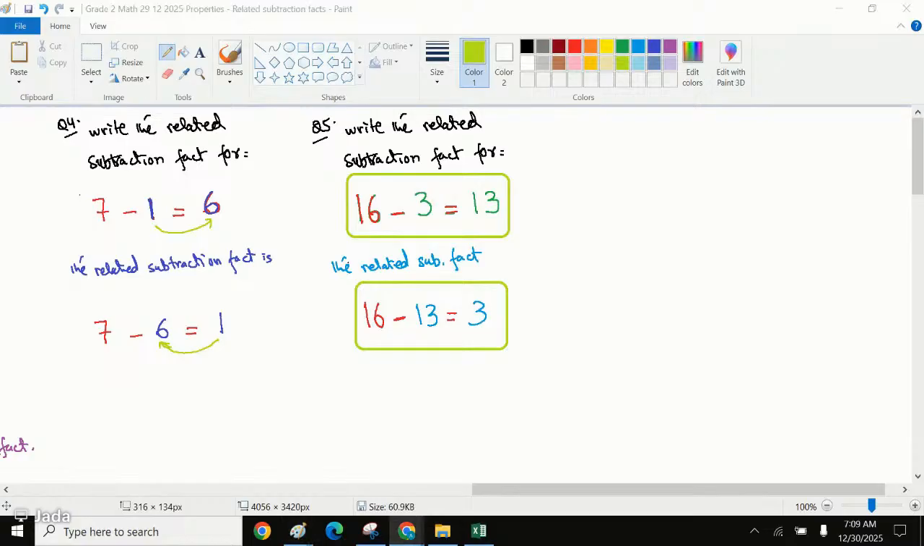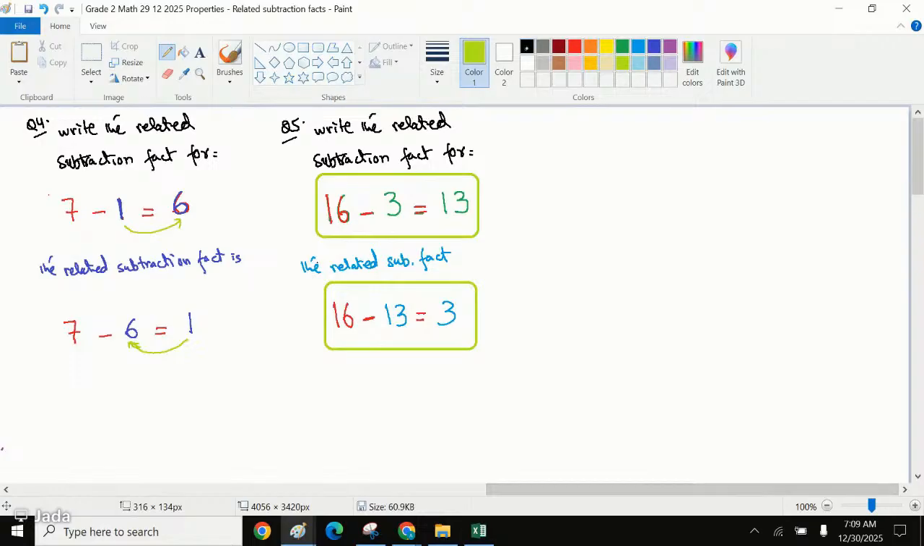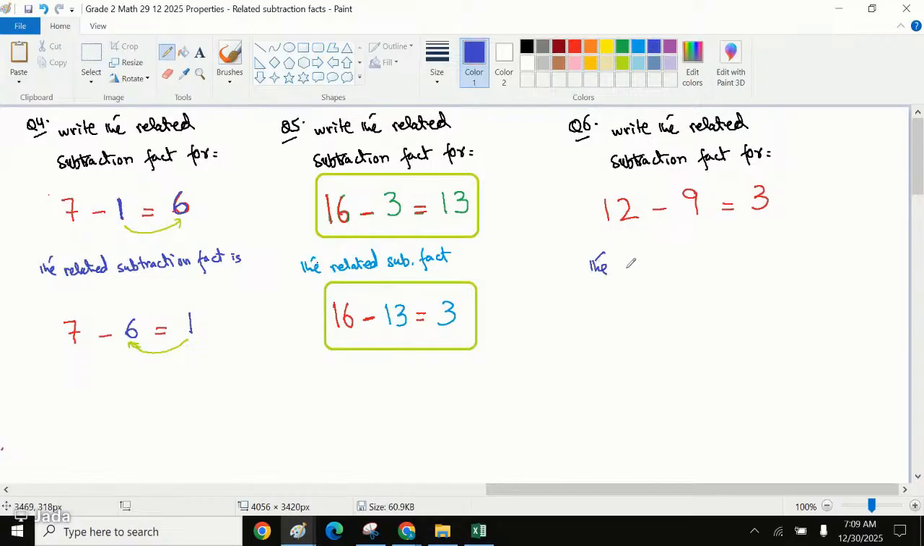Okay. Moving on to the next question. Question number 6 says, write the related subtraction fact for 12 minus 9 was equals to 3. And we know that in the related subtraction fact, what we do is we swap the values.